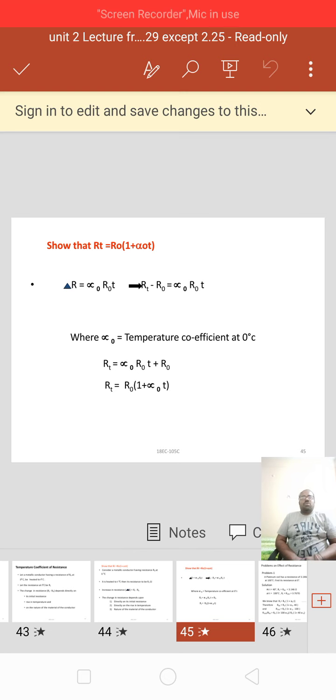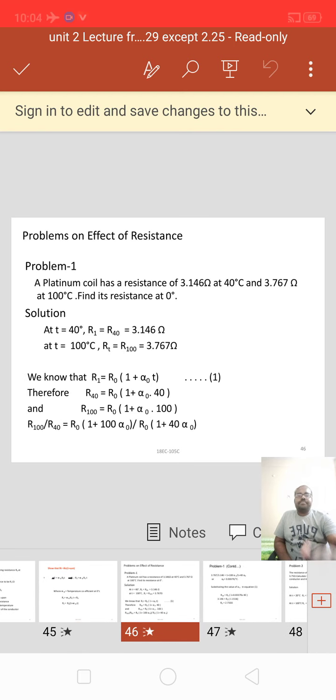Next, RT is the resistance when the temperature is increased to T degree Celsius. RT equal to alpha naught into R naught into T plus R naught. That is RT equal to, taking out R naught as common, R naught into 1 plus alpha naught into T.